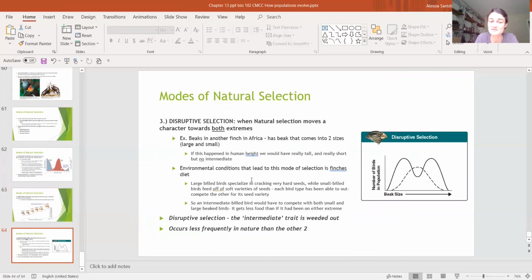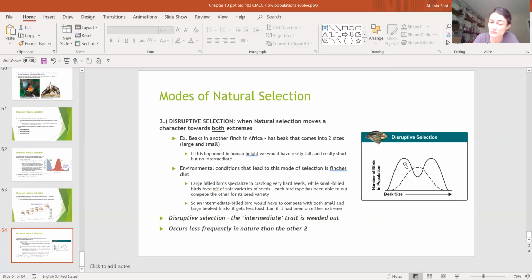Then we have disruptive natural selection, the last kind of natural selection. This is when either extreme is favored and the intermediate is not favored, so natural selection moves a character towards both extremes. For example, beaks in particular finches in Africa. These birds have two beak sizes: they either have small beaks or large beaks. Why don't they have beaks in the middle? Because the small beaks are really good at picking up and eating the small seeds, and the large beaks are really good at picking up and eating larger seeds.